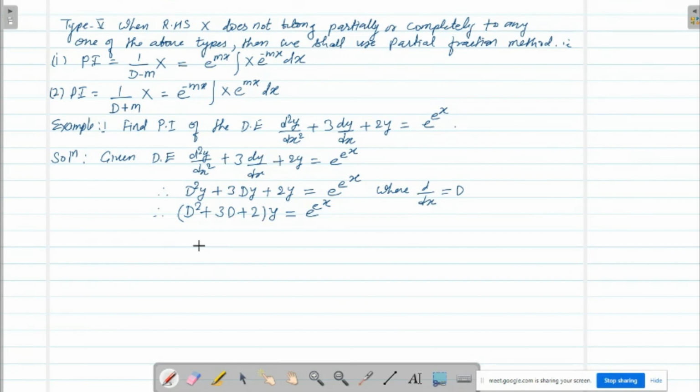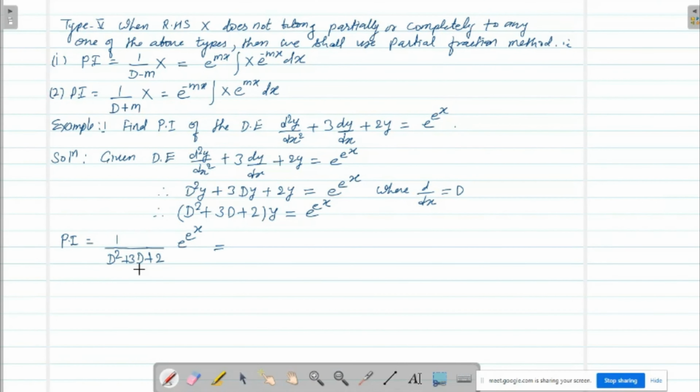Okay, so here we have to find only the particular integral. So let us find the particular integral. Particular integral PI equals what? 1 upon d square plus 3d plus 2, into e raised to x. Okay, and this can be written as, what I have to do here? We are using type number 5, so we will use this technique.